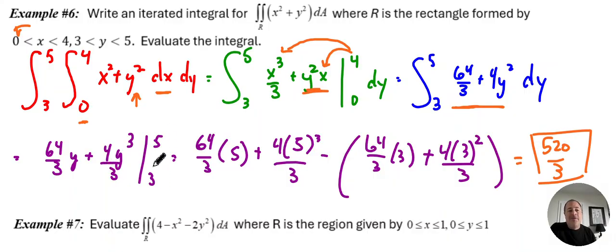I wish these numbers would have been a little bit nicer for us, but anyways, plug in 5 to both y's, plug in 3 to both y's, fundamental theorem of calculus part 1. If we were to leave this, we're okay with that, but it does simplify down to 520 over 3.